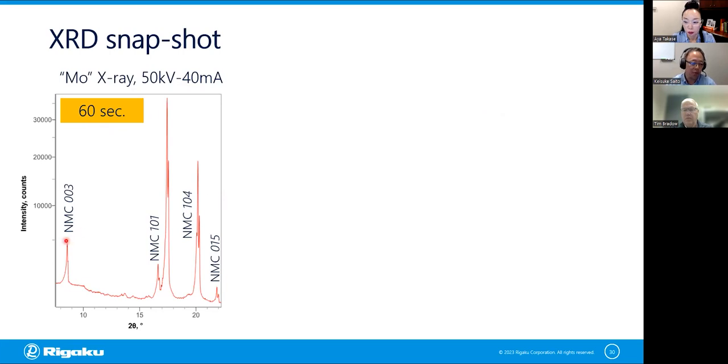And as you see here, we collected enough intensity. This peak was about 5,000 counts of X-ray. This is the NMC 003, 101, 104 peak here, 015 peak here. So we got 4 peaks within the 15 degree range covered by the detector in 1 minute. The other two stronger peaks are from the pouch itself, aluminum peaks.